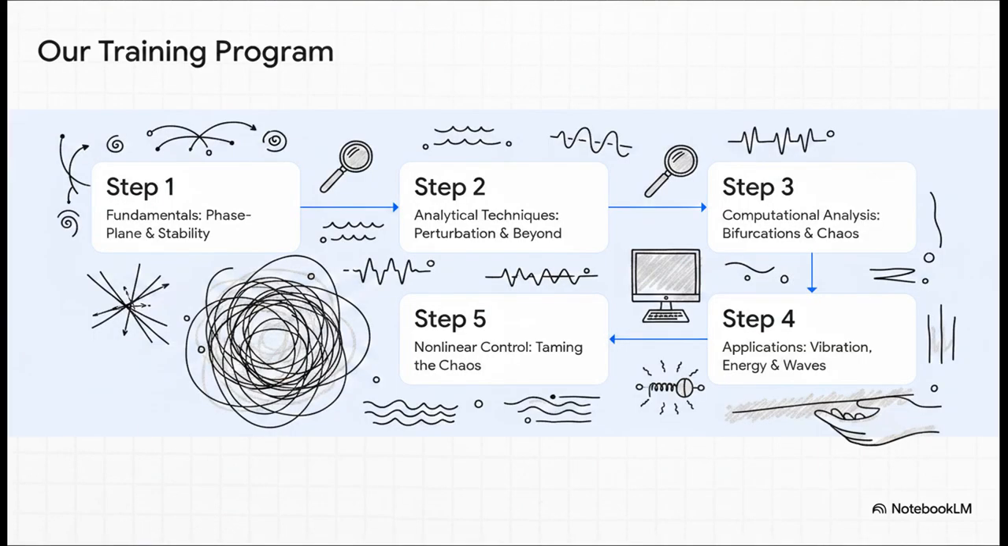So here's our training program broken into 5 key steps. First, we'll master the fundamentals, things like phase plane analysis and stability. Second, we're going to build our analytical toolkit with techniques like perturbation methods. Third, we'll dive into the computational world to really explore things like bifurcations and chaos. Fourth, and this is the really cool part, we'll apply everything to real-world problems. And finally, we'll learn how to not just understand, but actually tame these complex systems with nonlinear control.